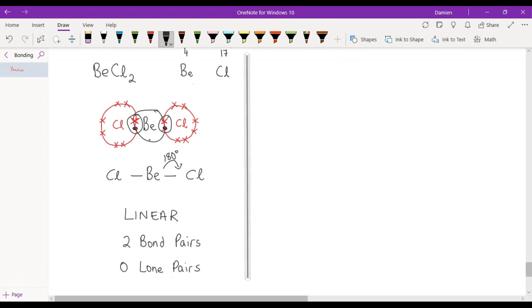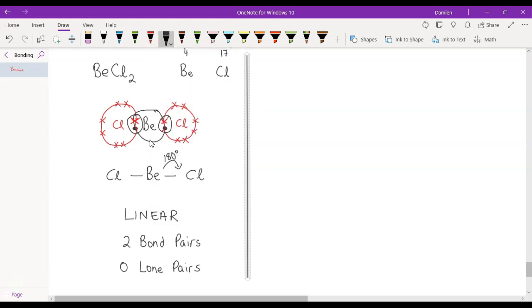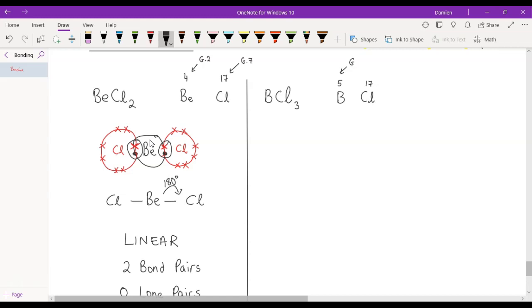So the next shape we're going to have a quick look at is 3, which is, let's say, we'll try boron trichloride. BCl3. And boron has got 5 electrons. Chlorine, as we've seen already, has got 17 electrons. Boron is in group 3. So it's got 3 electrons in the outer shell available for bonding. The first 2 are obviously in the first shell. And then again, group 7, we've got 7 electrons.